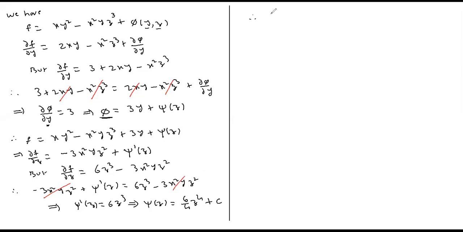Therefore f is equal to xy square minus x square y z cube plus 3y plus 6 by 4, that is 3 by 2, z power 4, plus c. Okay, now what is the question? We are asked to find out a potential function, but how many potential functions did you get?